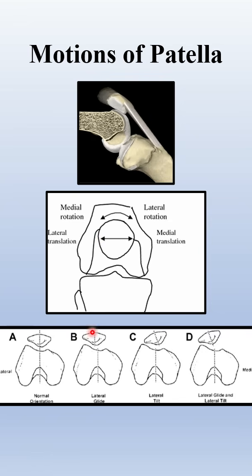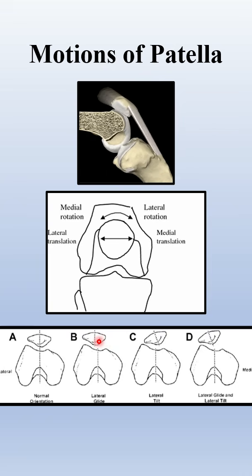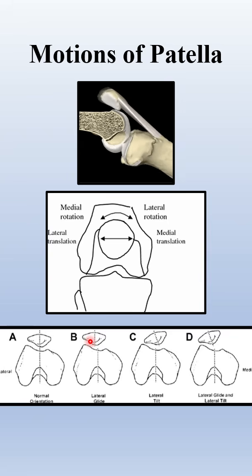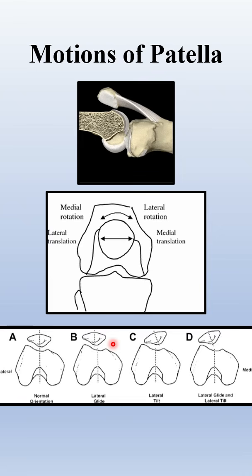It's just another view, a transverse view, to see what it is. The patella is straight, just like it was in normal orientation, but it has just shifted more laterally. So it is called a lateral glide. If it had shifted more to this side, it would have been a medial glide.